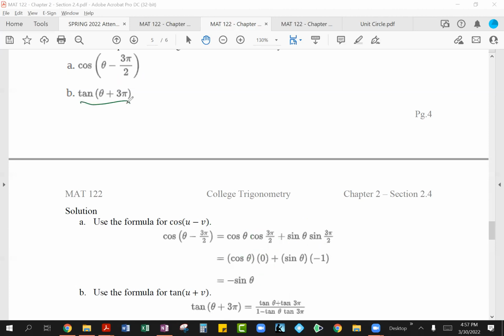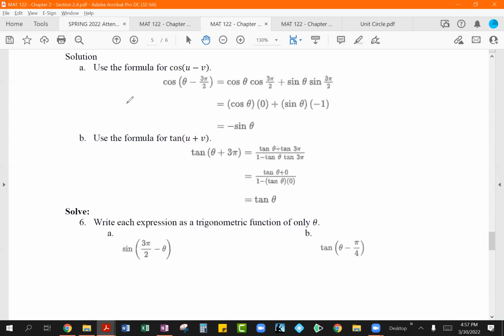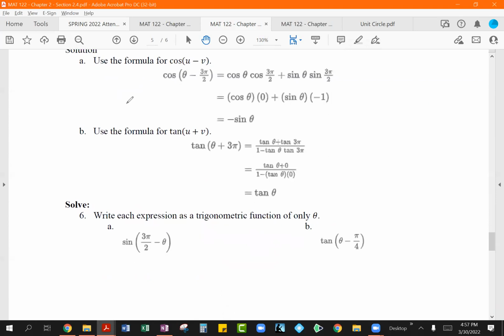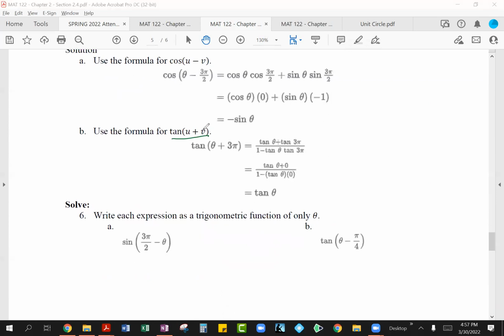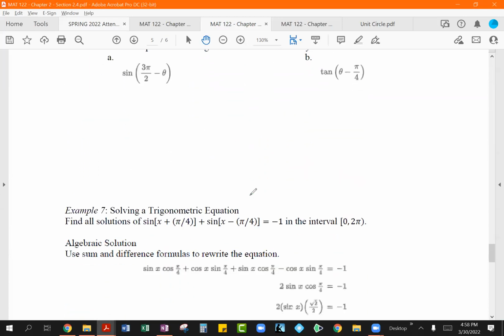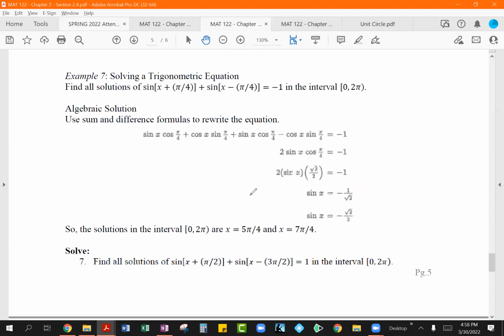Same thing with tangent of theta plus 3 pi. You can see we use the same kind of formula, the sum and difference formula for tangent of u plus v. And again, breaking that down, we are able to show that this will actually be the same as just tangent of theta. So just different ways of using the sum and difference formula over here.